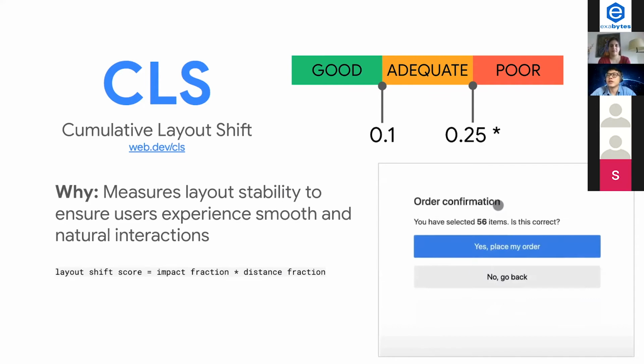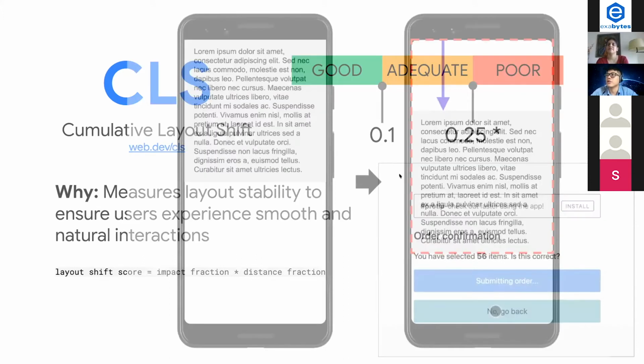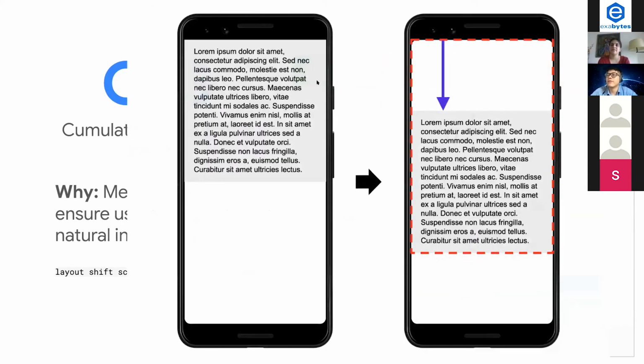The way we measure it is by multiplying the impact fraction by the distance fraction. This image will show it more clearly. The impact fraction means how much of your whole viewport has been affected. The red box is about 75% of your viewport. So that's the impact fraction. And when the unexpected shift happens, like your whole paragraph is moved down because some ad pops up here, that is the distance fraction. Multiplying these two gives the cumulative layout shift of your web page, or CLS.